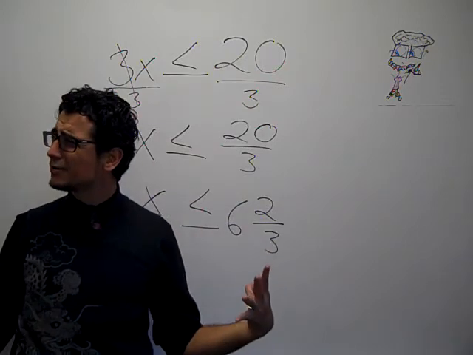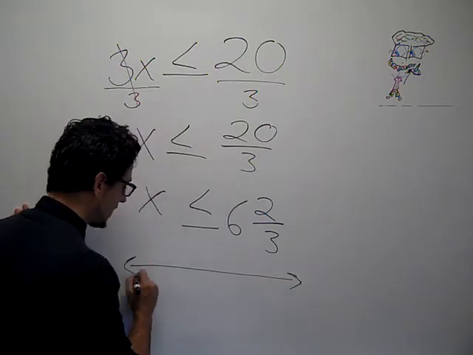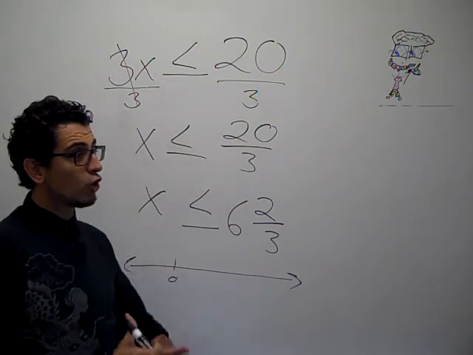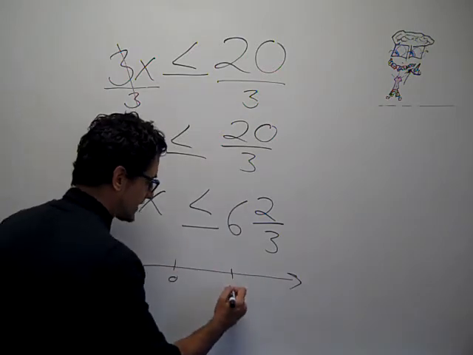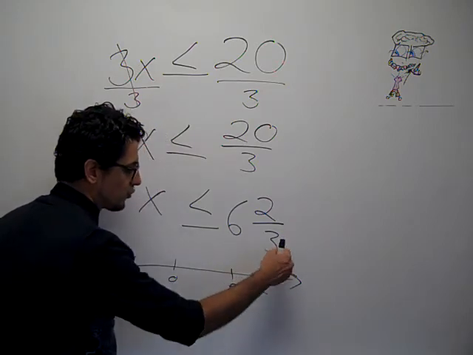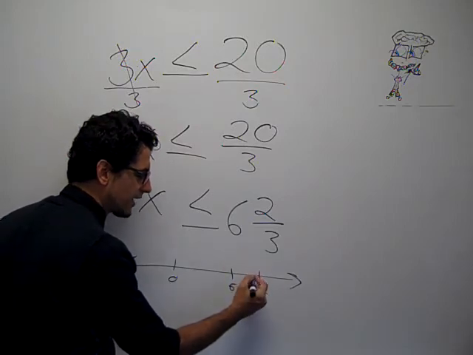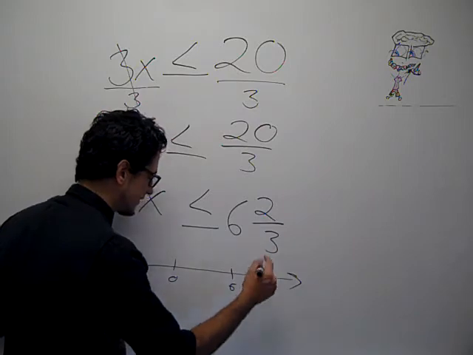How would I draw that on a number line? I'm glad you asked that question. I'd go ahead and draw my number line and mark a 0. And I have where 6 is, and where 7 is, and I can mark where 6 2/3 is. It's going to be between these. And so 2/3 is a little past halfway.